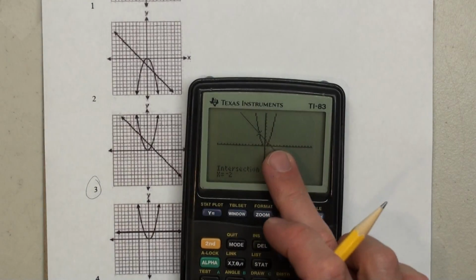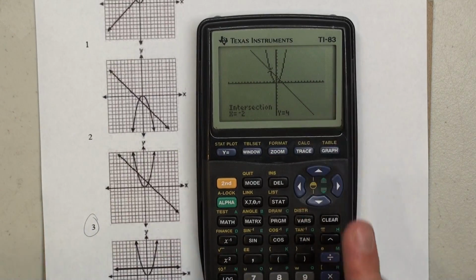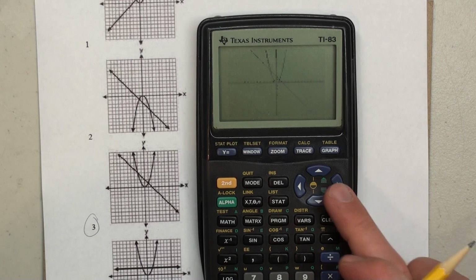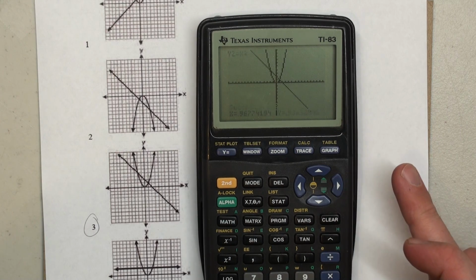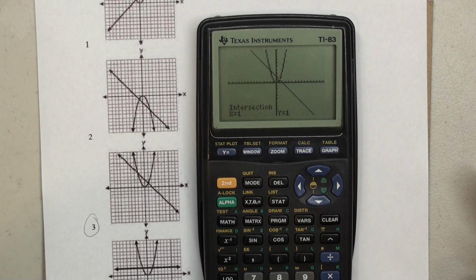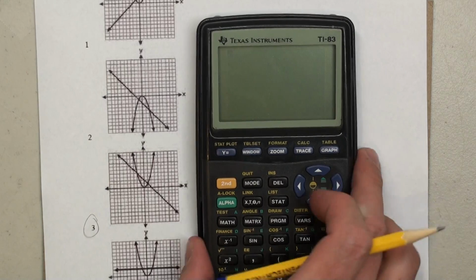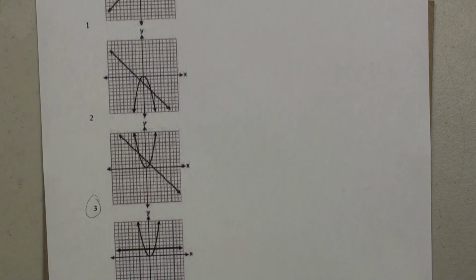And if I wanted to know the other point, which is a solution to the equation, second, calculate, intersect, enter, enter, enter. 1, 1. Okay? So that's just a review on how to do that. But we didn't need to do that for that problem. We just needed to look at which graph is the same. Choice 3.